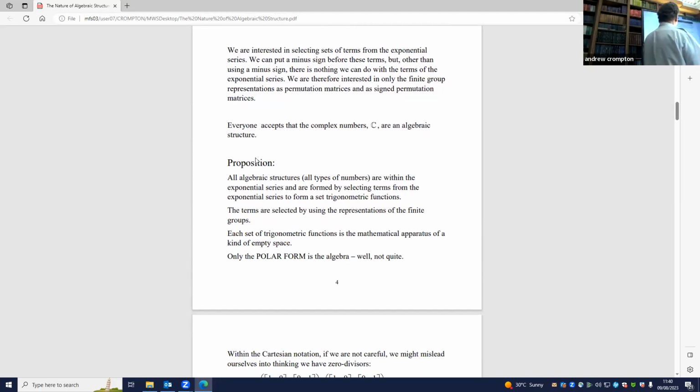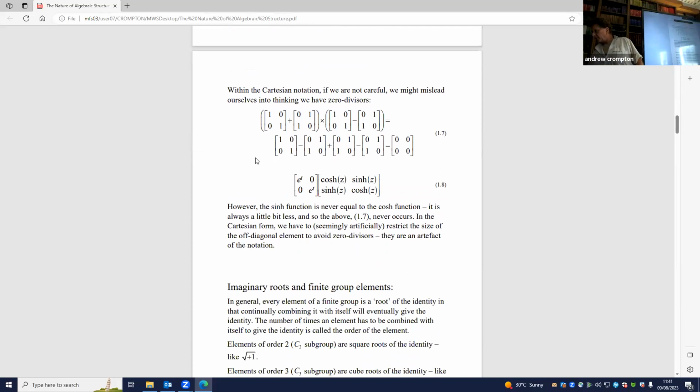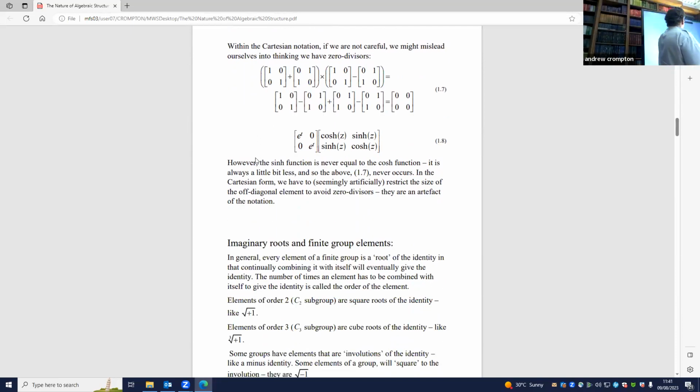Come to a proposition. All algebraic structures, that's all types of complex numbers, are within the exponential series. And you form them by applying a finite group to permute the terms of the exponential series, to pick out the terms of the exponential series. It turns out that the polar form of the algebra is the algebra, not the Cartesian form. In two-dimensional space-time, if you try to use the Cartesian form of the algebra, it doesn't work. We have zero divisors. There'd be the two elements of two-dimensional space-time written in a Cartesian form, and it looks like we've got two elements that are non-zero that multiply together to make zero.